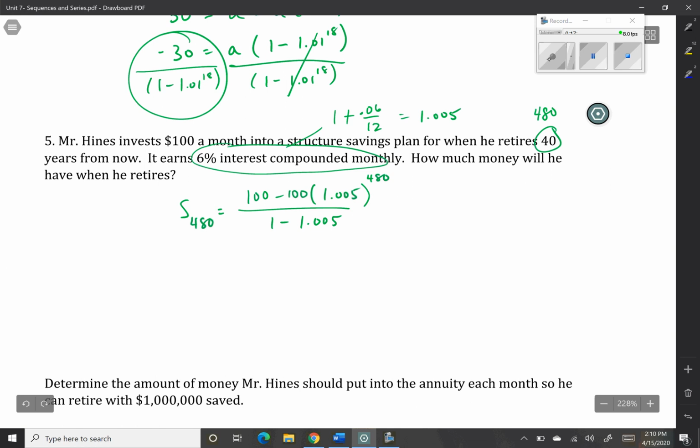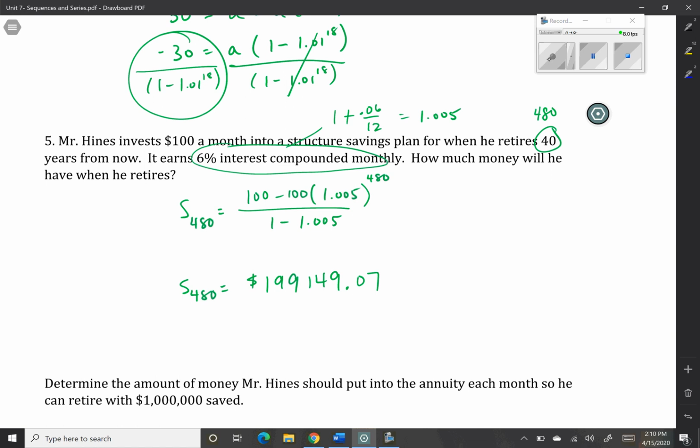So this is going to find the value of the 480th month, right? It's going to add all months up to 480. So if we type that into the calculator, we see that after 40 years of investing $100 a month, Mr. Hines is going to have $199,149.07.